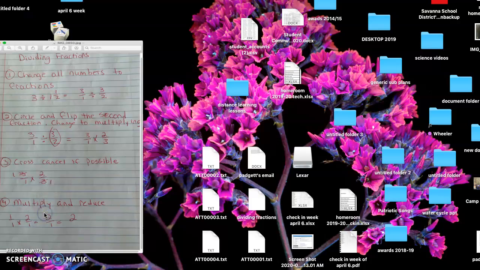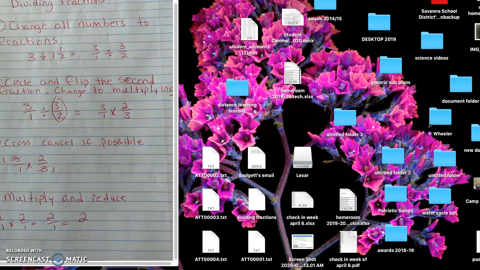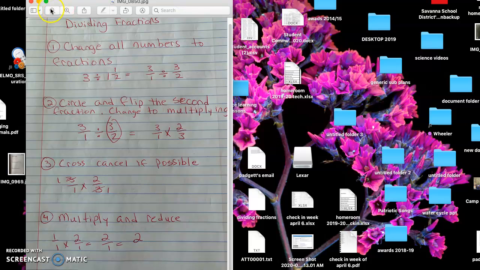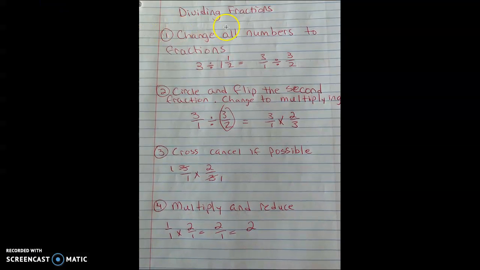Good morning, guys. Today we are going to review dividing fractions. So let's take a look at the steps for dividing fractions.